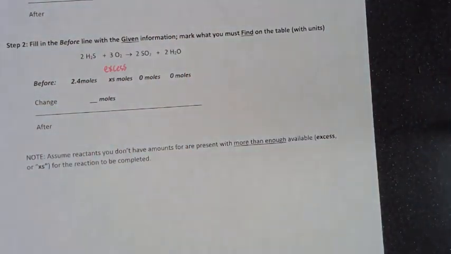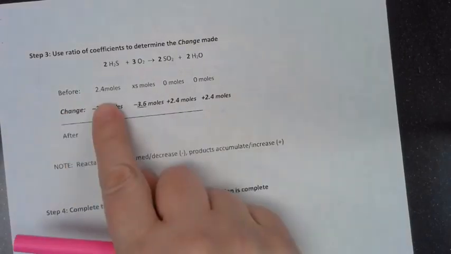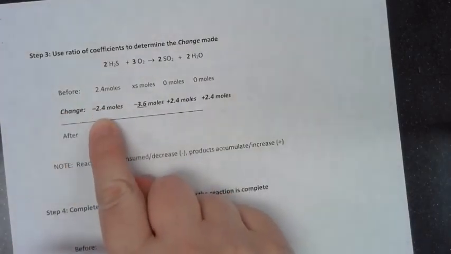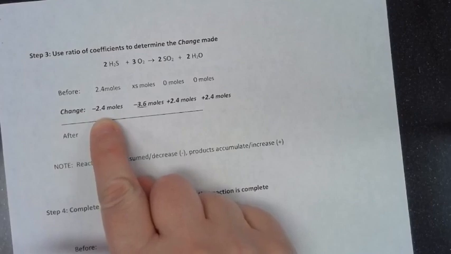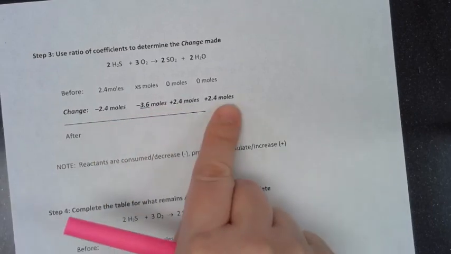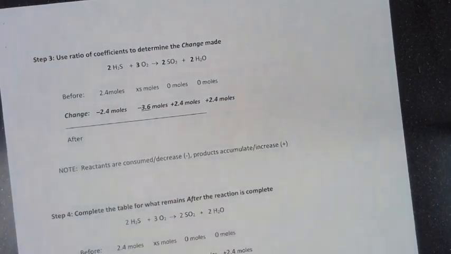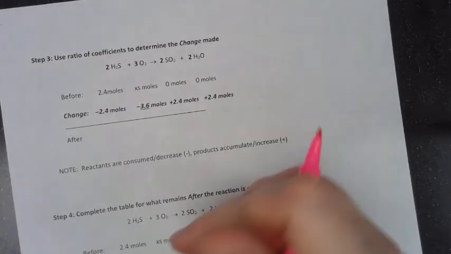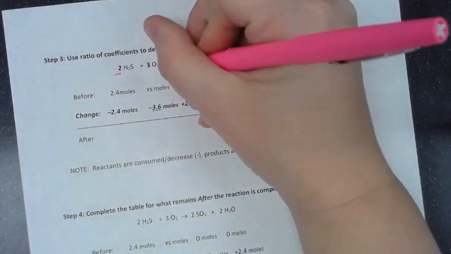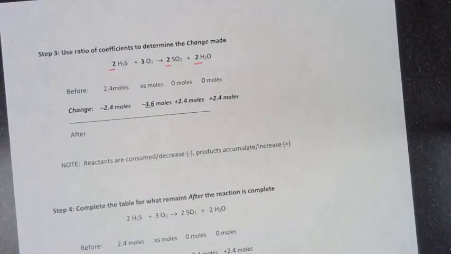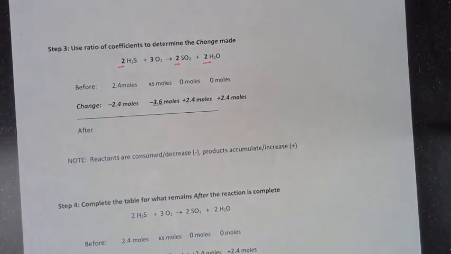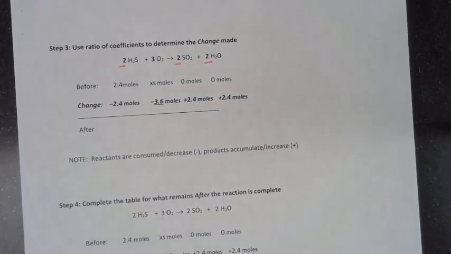Okay, so next step. We're told we're going to consume all of our hydrogen sulfide, right? So we're going to lose 2.4 moles. What we have to do now is figure out what the change is going to be for the other things in our equation. Here's one trick, guys. If you look up at your coefficients and you have other things that have the same coefficient, the number of moles change is going to be the same. That's handy, right?